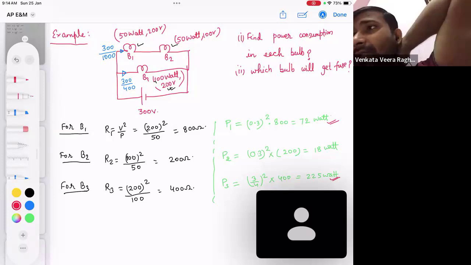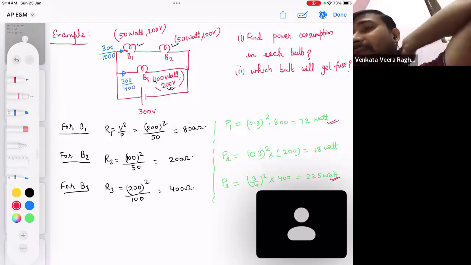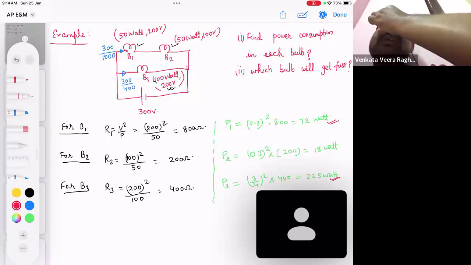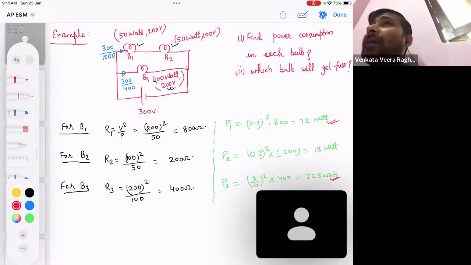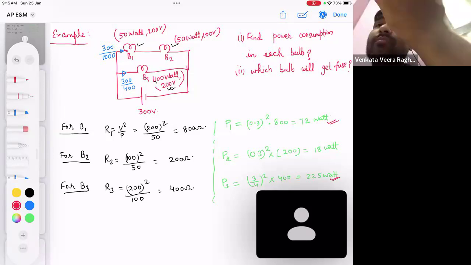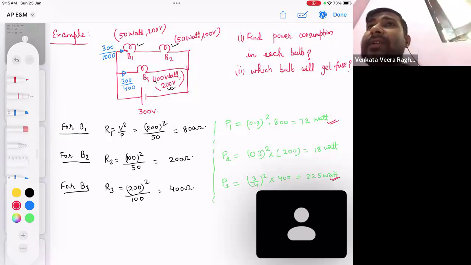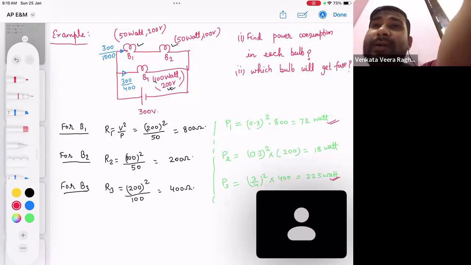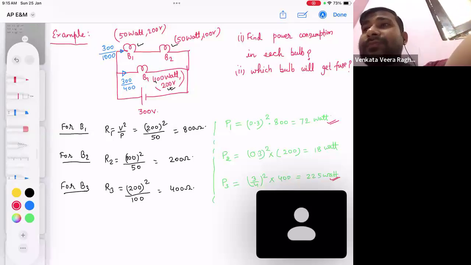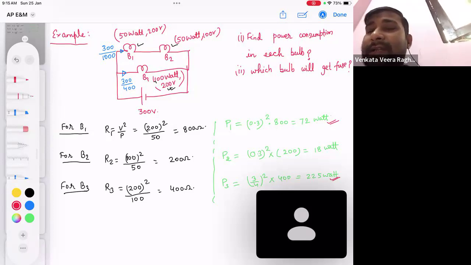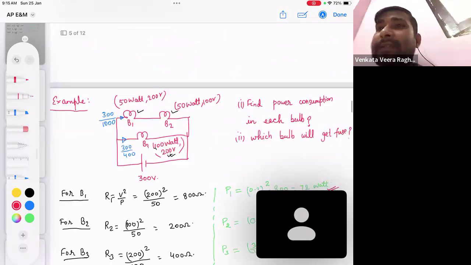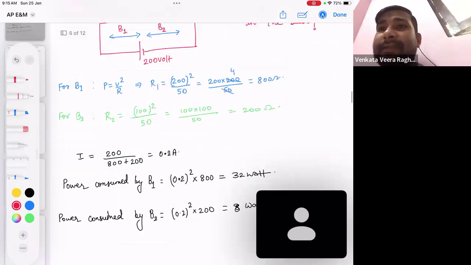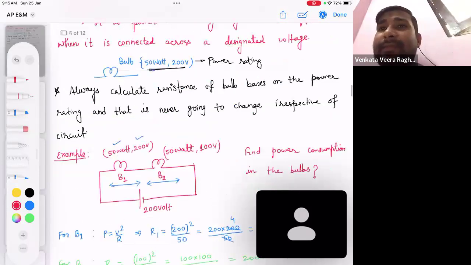Understood? So how do you calculate and know which bulb is getting fused and which bulb is still working? By calculating the power consumption. If power consumption comes more than the rated power, you will say that particular bulb is getting fused. If it comes less than the rated power, then it is safe. Understood? So this is about the electrical appliance and its rating. Please tell me, understood?